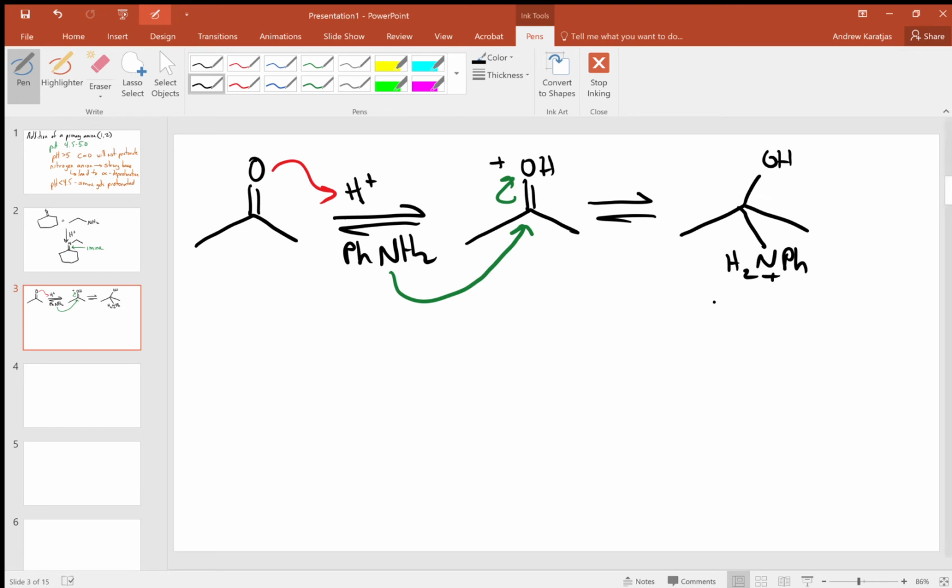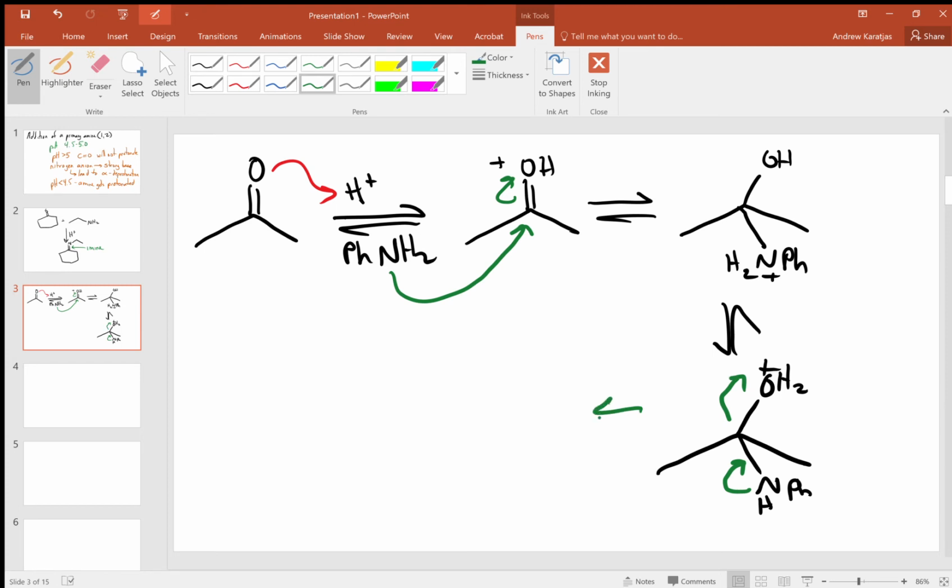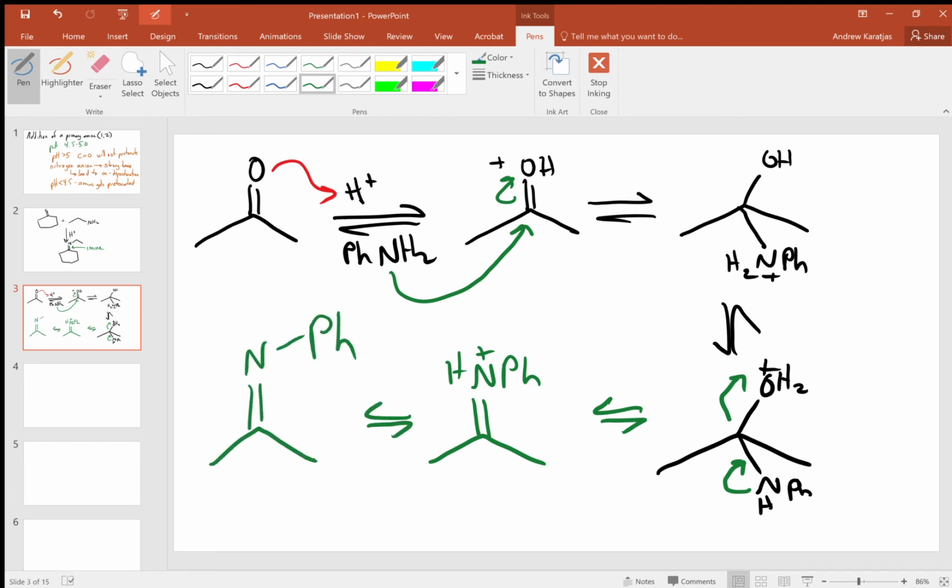From here, we get a proton transfer from oxygen to nitrogen. And then the lone pair on nitrogen adds in, forms the new double bond, and kicks out our leaving group, water. Our final step is just loss of the proton from that nitrogen to form the imine as the product.